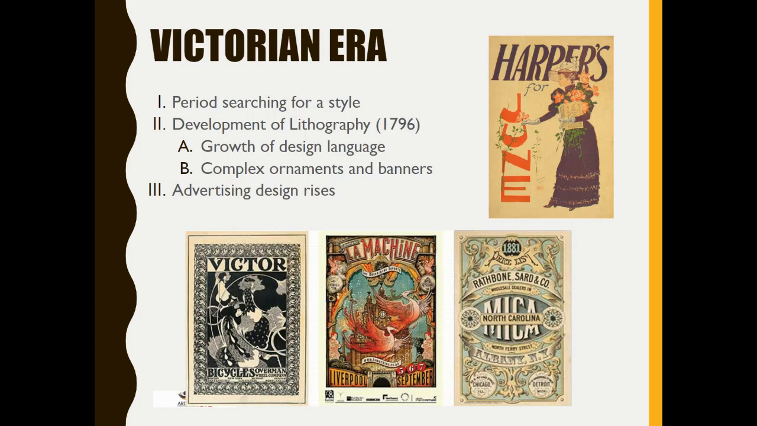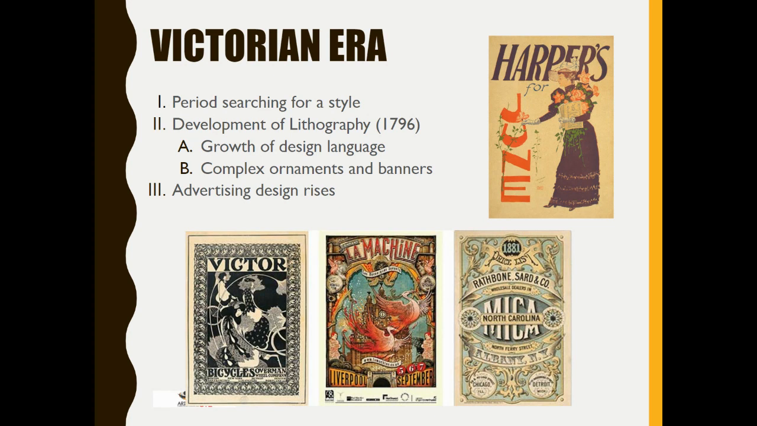First one we're going to talk about is the Victorian era. In the Victorian era, it's a period searching for a style. They're looking for something. They couldn't quite figure out what they want to do. And you can see from these examples, there's 4 different ones. They all kind of have their own little look and feel to them, but they all have a Victorian style, which is very kind of ornate.